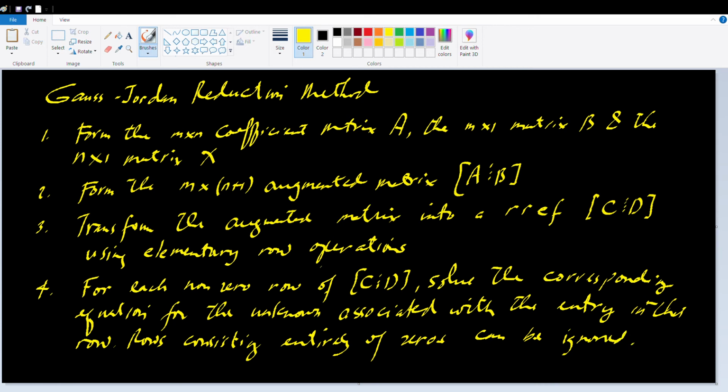So the steps are quite simple. After forming the augmented matrix, you transform it into a reduced row echelon form [C D]. And then you are just going to rewrite the system of m linear equations in n unknowns using the matrix [C D]. So to illustrate, let us have an example.